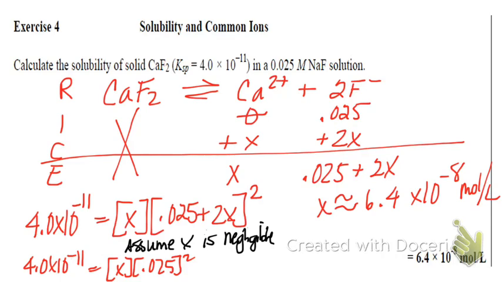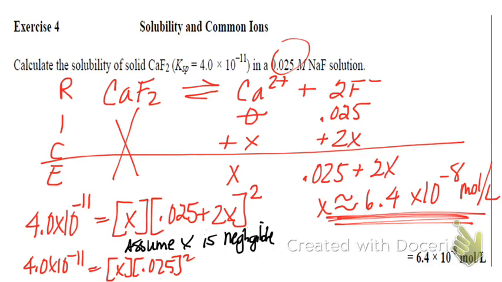You're not going to affect the concentration of the fluorine by adding that small amount of calcium fluoride. But you do have to keep X in there, because we've got to figure out what calcium is. What are you checking at the end? You want to know if the value you get for X is less than 5% of the original concentration. We don't even need to do the math for that. I know that a times 10 to the negative 8 is way less than 5% of 0.02.